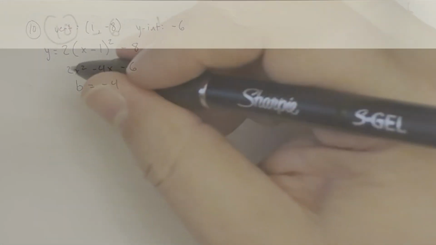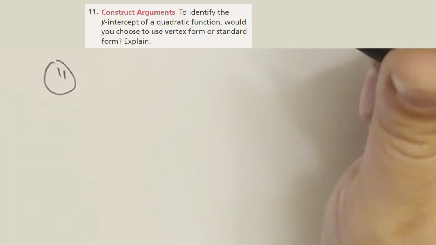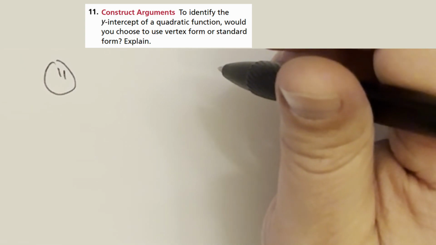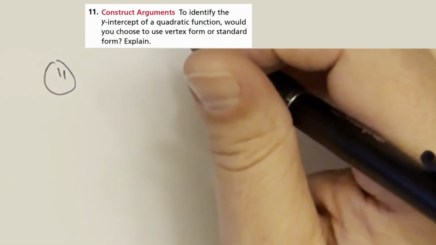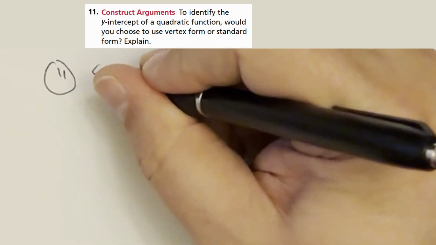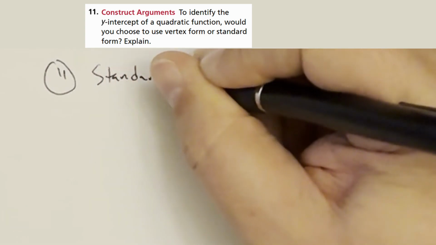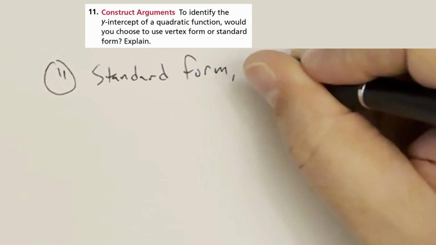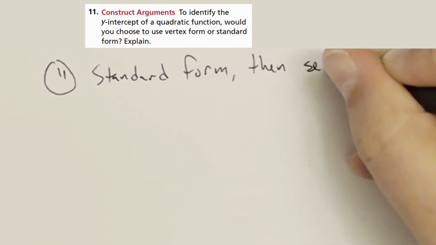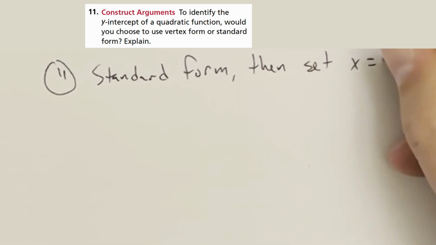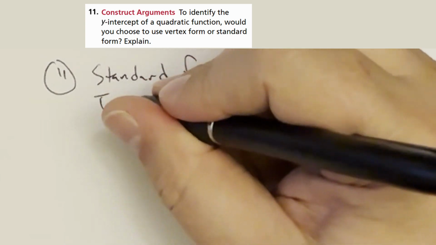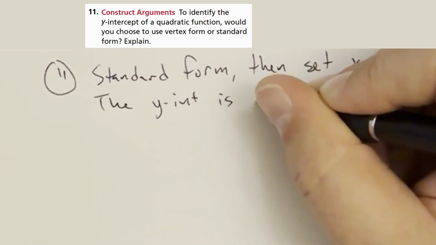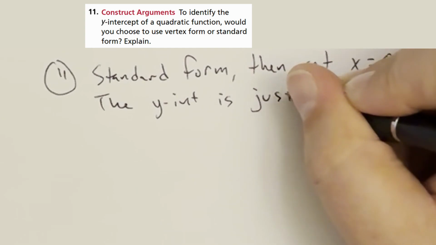To identify the y-intercept of a quadratic function, would you choose to use vertex form or standard form? Explain. And this one's easy. Use standard form because the y-intercept in standard form is just c. So if you set x equal to 0, that's the value of the quadratic function at x equals 0, which is where it intersects the y-axis, and that's the y-intercept. So it's just c. Easy, right?